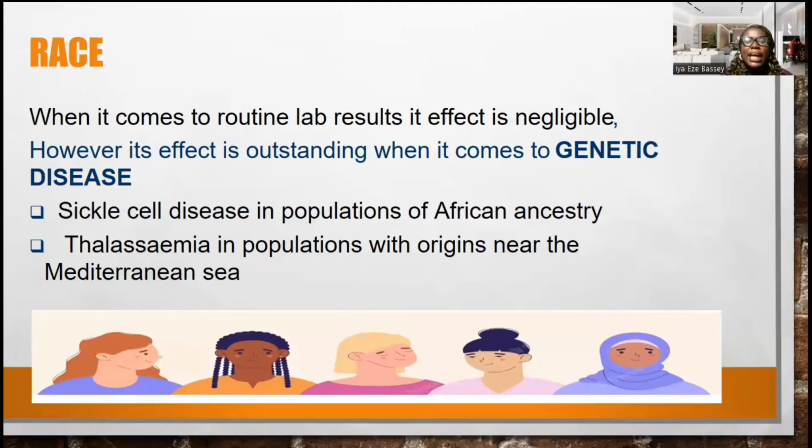All right. Then people of the Mediterranean Sea have a higher prevalence of thalassemia in their populations.